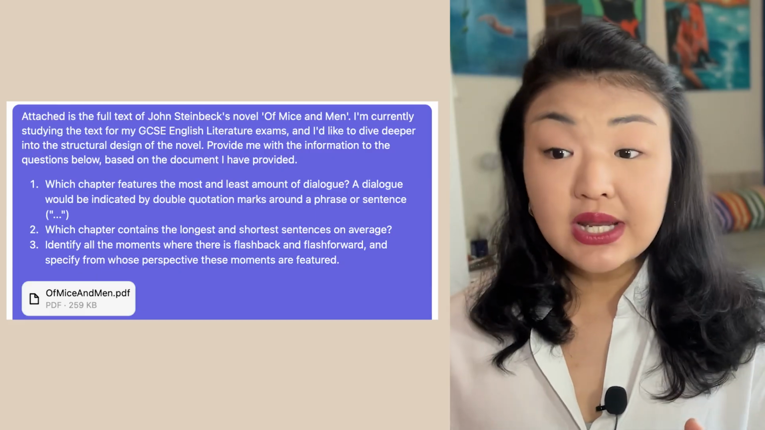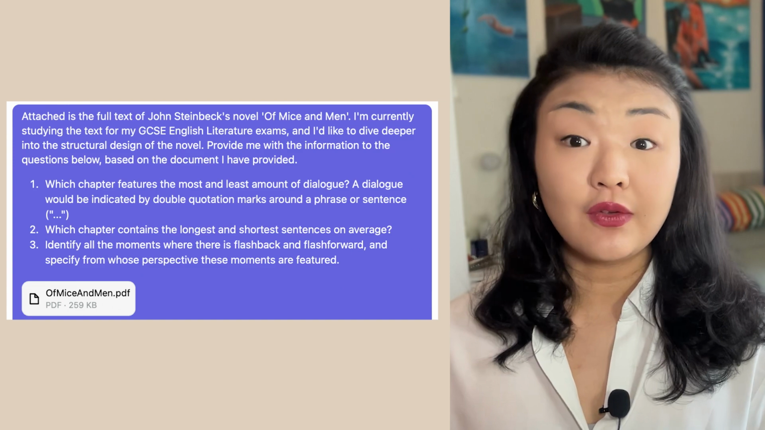So here, I'm going to use John Steinbeck's Of Mice and Men as our text for this example, partly because it's a narrative with quite a lot of flashback moments and syntactical contrast, but also because it is a GCSE level text. Let's try and ask our AI exactly those three questions and see what it comes up with. Attached is the full text of Steinbeck's novel Of Mice and Men.